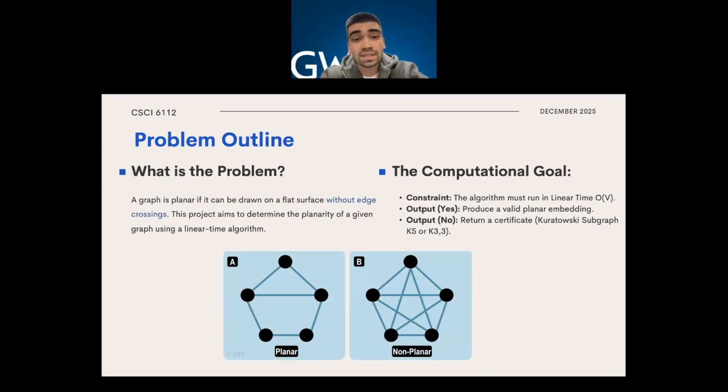So what is the problem? A graph is planar if it can be drawn on a flat surface without edge crossings. So our goal is to determine whether a given graph is planar, and crucially, we need to do it in linear time, big O of V. When the answer is yes, we produce a valid planar embedding. When it's no, we return a Kuratowski certificate, either a K5 or a K3,3 subgraph proving nonplanarity.